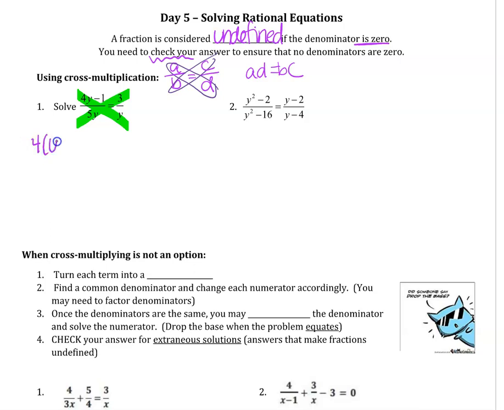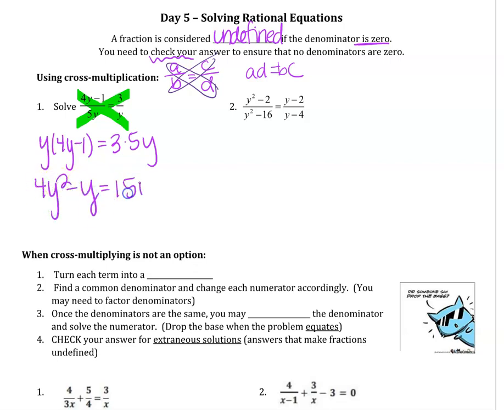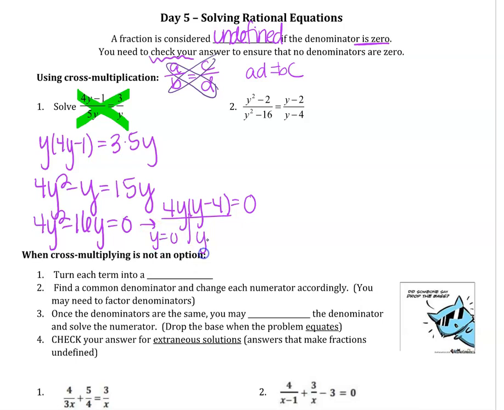So this is 4 times y times 4y minus 1 equals 3 times 5y, which is 4y squared minus y equals 15y. Now, since this is a quadratic, I will set it equal to 0 by subtracting the 15y. Now, at this point, I'm noticing I have a GCF of 4y that I can factor out. When I set each part equal to 0, I get y equals 0 and y equals 4.